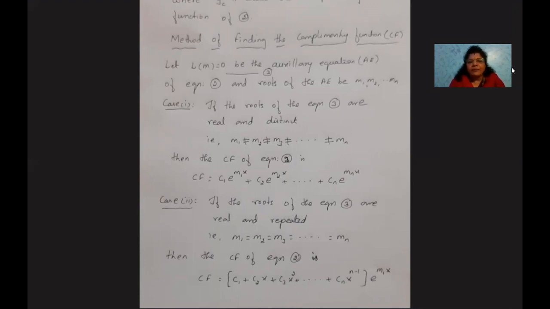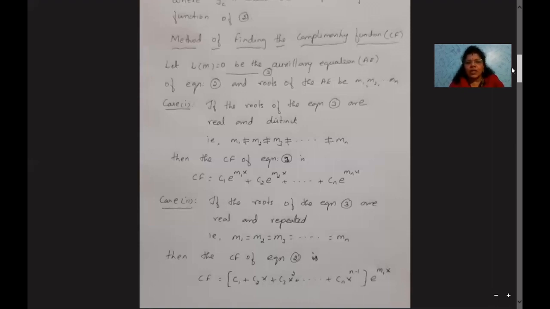Now, the complementary function depends upon the different values of m. There are different cases. Suppose the roots of equation 3, that is L of m is equal to 0, are real and distinct, meaning each root is different. That is, m1 is not equal to m2, which is not equal to m3, etc. not equal to mn. Meaning all the values of m are different. Then the complementary function of equation 2 is c1 e power m1x plus c2 e power m2x plus etc. plus cn e power mnx. This is the first case.